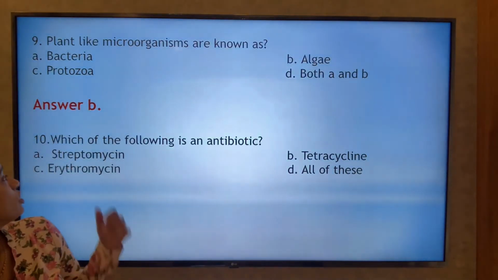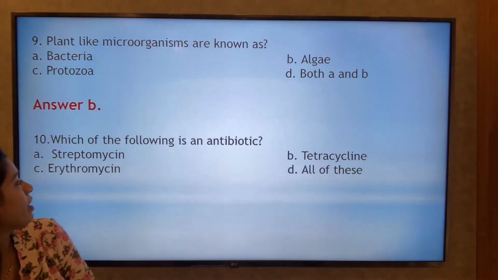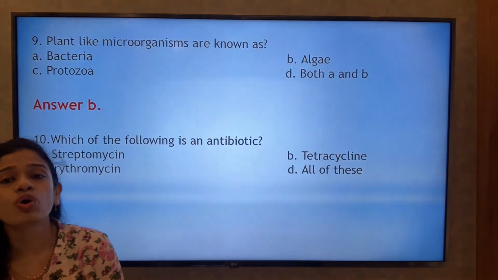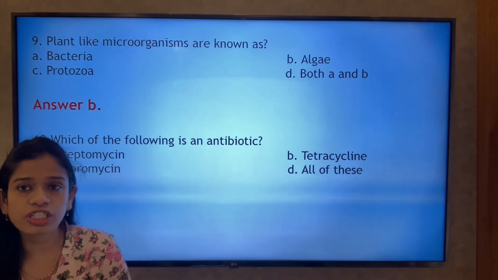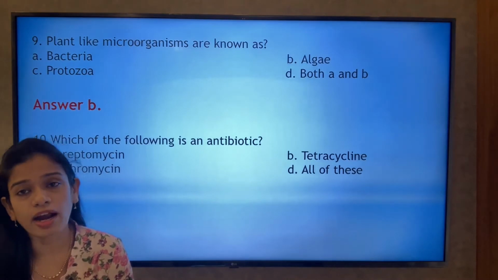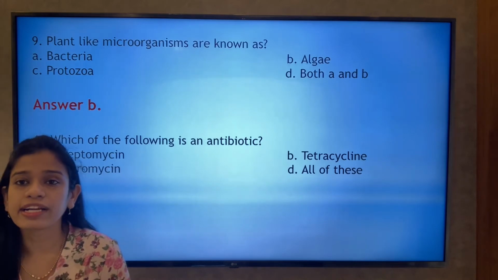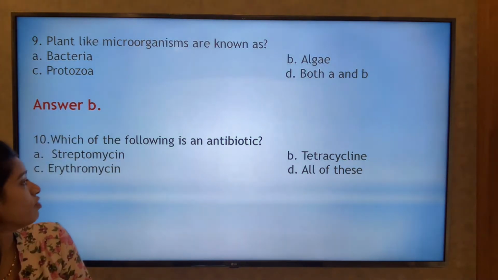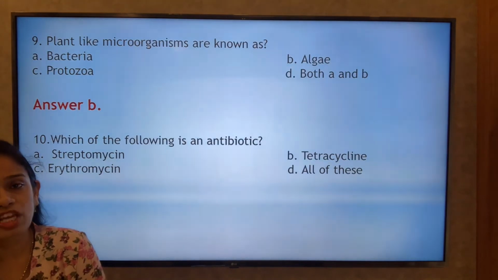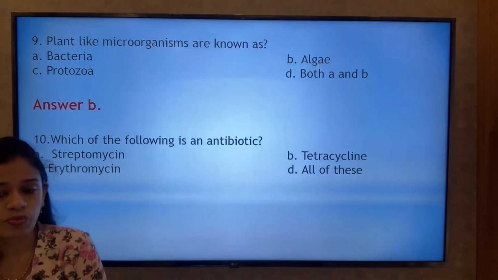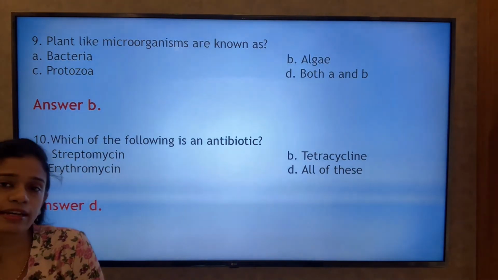So the next question, which of the following is an antibiotic? Streptomycin, tetracycline, erythromycin, or all of these? So all of these three mentioned in the options A, B and C are all different types of antibiotics. So the correct answer is option D, that is all of these. They are all antibiotics which are used in some kind of disease or the others.